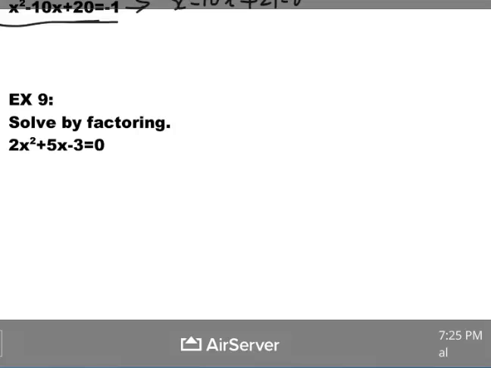Now, since the coefficient of x squared is 1, first, I cannot do any common factor. The coefficient of x squared is 1, so I can use the sum and product. I'm looking for 2 numbers whose product is 21 and that add up to negative 10. Those 2 numbers are negative 3 and negative 7, because negative 3 times negative 7 is 21, and negative 3 plus negative 7 is negative 10. So I can write the left-hand side of this expression as x minus 3 times x minus 7 equal to 0.